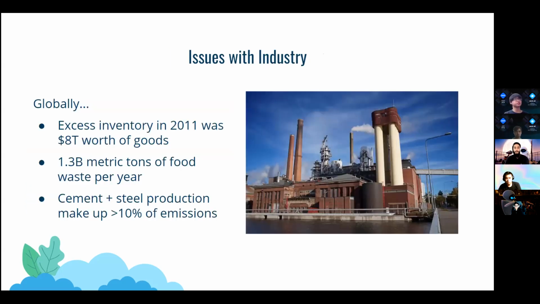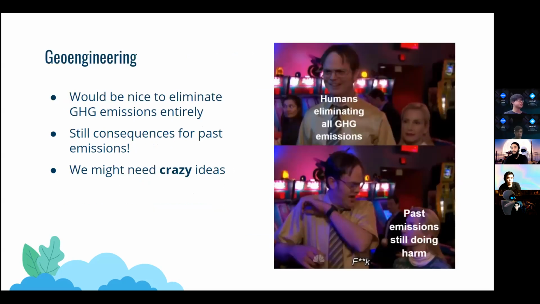And then some issues with industrial processes. Globally, there was an excess inventory in 2011 of about $8 trillion worth of goods. And you can imagine that it's probably not getting much better over time. And that excess inventory causes serious issues because that means we are producing emissions to create goods that ultimately are not consumed or have to be thrown away. And as they decompose, for example, if it's food waste, they do contribute significantly to pollution. And we can also talk about cement and steel production, which makes up greater than 10% of emissions from industrial processes. And then there's also geoengineering.